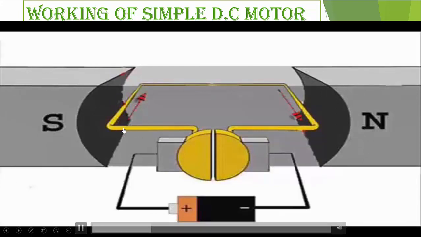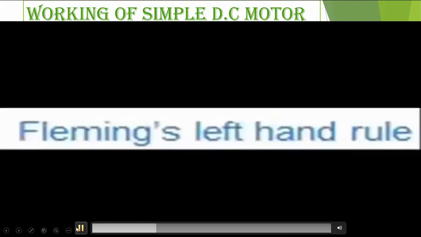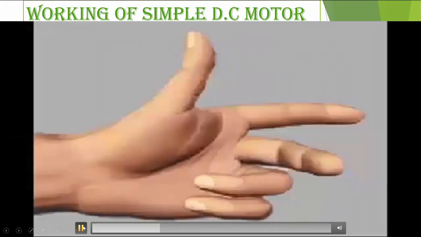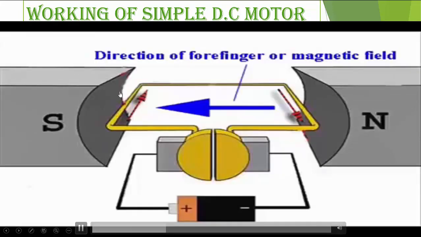And one more thing, now we have to determine, when we know that whenever a current carrying conductor is placed in a magnetic field, it experiences a force which can be determined by Fleming's left hand rule. Let's see what Fleming's left hand rule states. Fleming's left hand rule states that if current and magnetic field are both perpendicular to each other, then the thumb indicates the direction of force. Now let's put this Fleming's left hand rule here.